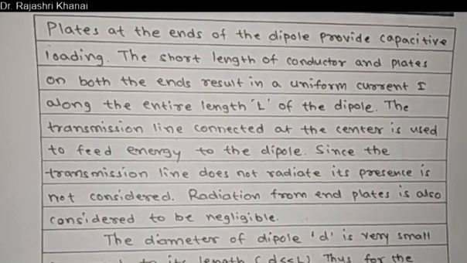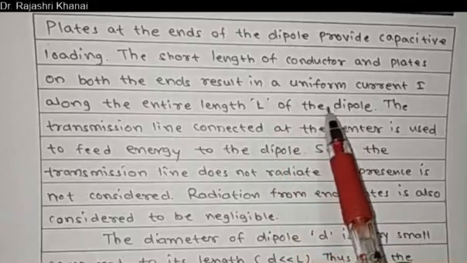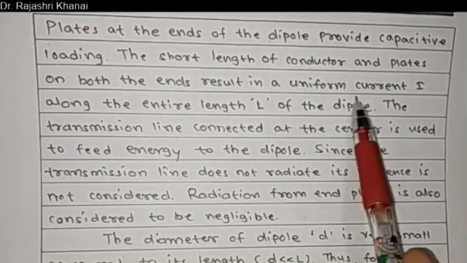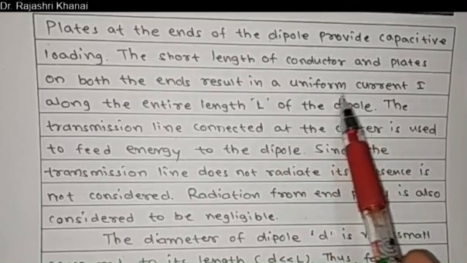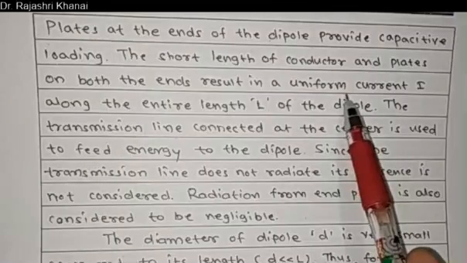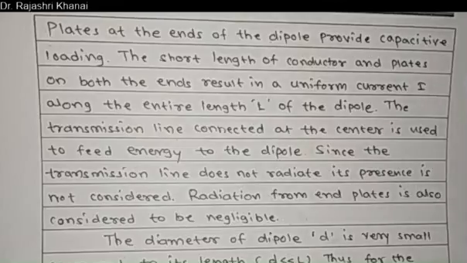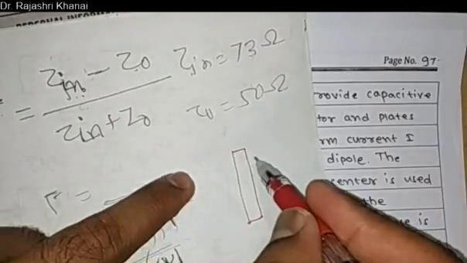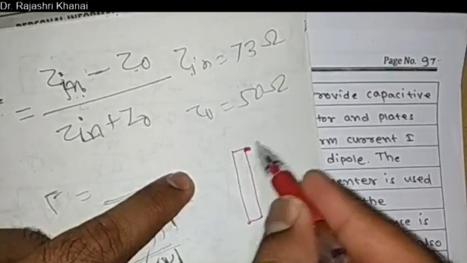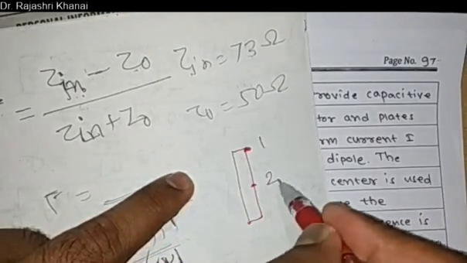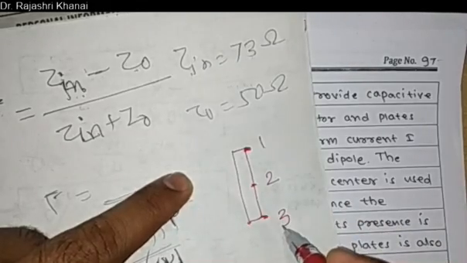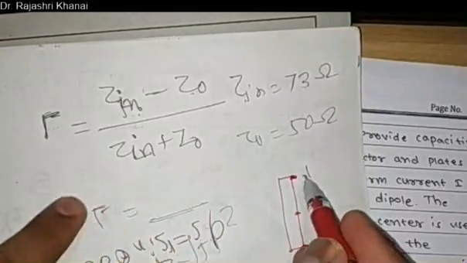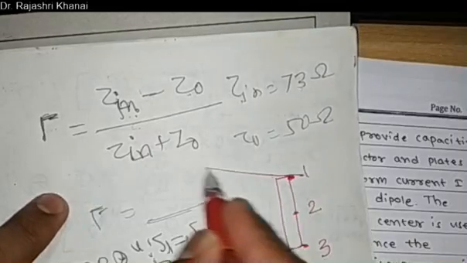Now when I say uniform current here, if we remember unit number 1, we have studied that radiation happens from a current which is in the form of simple harmonic motion. So uniform current here indicates that it's a small dipole. The length of the dipole is very small. So if we consider a length of the dipole L, uniform means that at any point, if we measure the current at point 1, or at the middle of the dipole point 2, or at point 3 far away from the antenna, then the current is constant. That is the meaning of uniform.